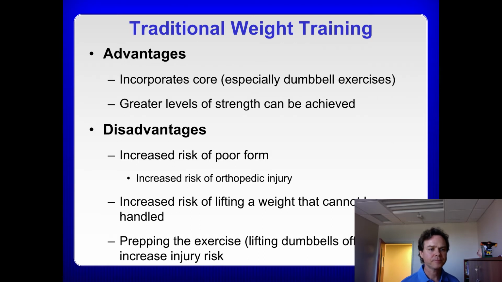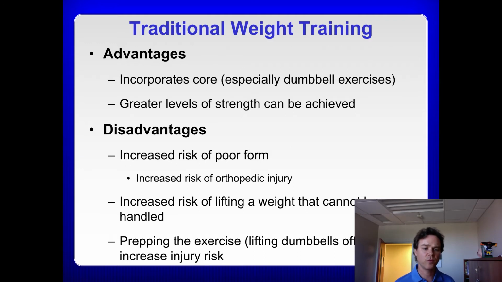Traditional weight training advantages: it incorporates the core, especially dumbbell exercises. You have to control that weight. Greater levels of strength can be achieved. So for now, I'm mainly doing body weight type exercises. But really, if I want to get stronger, especially with certain movements, it helps to do the weight training. You get more bang for your buck. You get changes and adjustments quicker if you do the weight training. So there's definitely an advantage there.